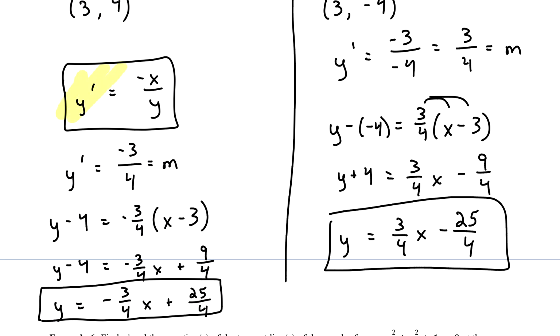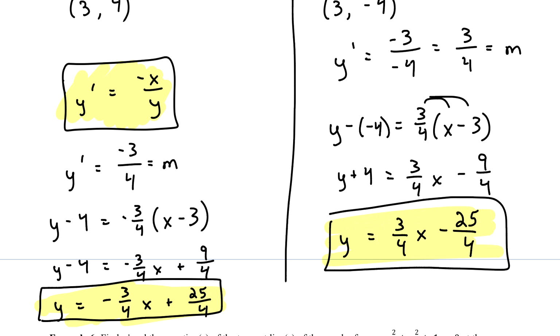So here's my derivative. We found that it's y prime equals negative x over y. And then in this case, I ended up with 2 equations of the tangent line. I have y equals negative 3 over 4x plus 25 over 4, and then y equals positive 3 over 4x minus 25 over 4. One thing I'll point out, it's not necessarily a guarantee that I'm always going to end up with 2 different equations of the tangent line.